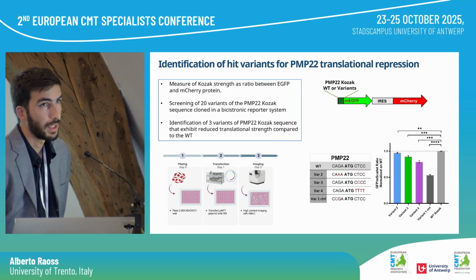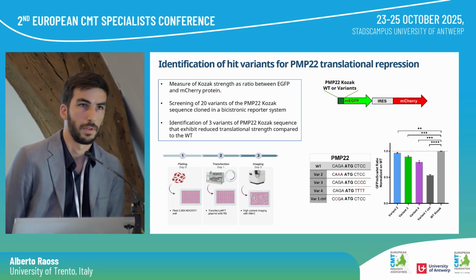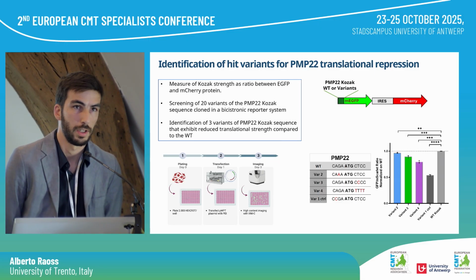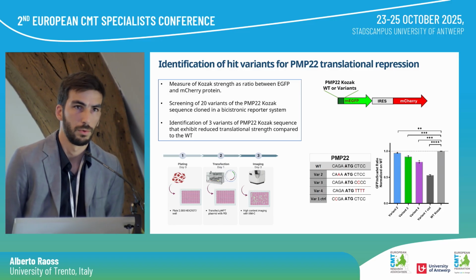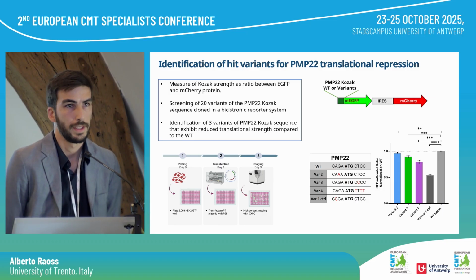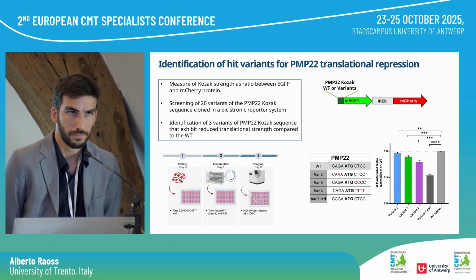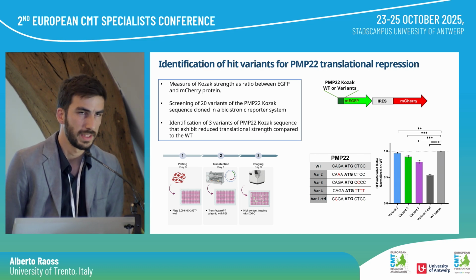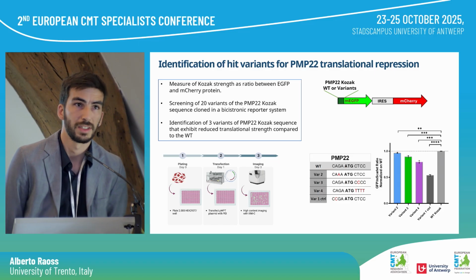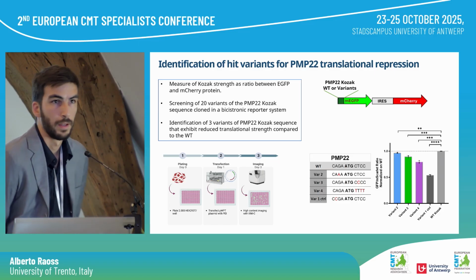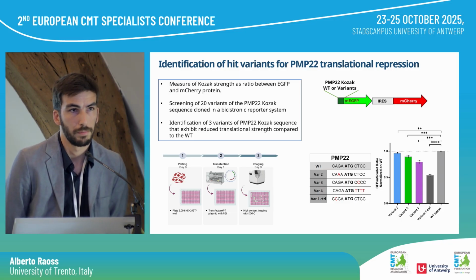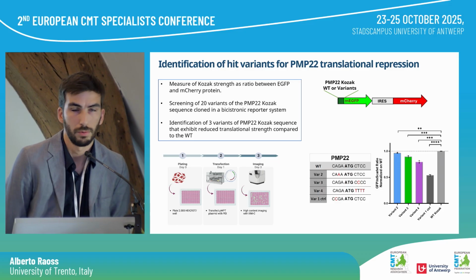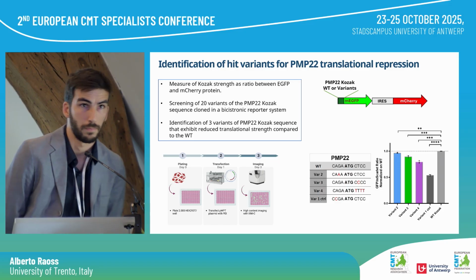We looked at many variants for PMP22, and we found 3 that decrease the translational efficiency by about 5, 10, and 20%, and those are variants 2, 3, and 4. As you can see, variants 2 and 4 can be installed by a canonical cytosine base editor, while variant 3 can be installed by an adenine base editor. Variants 3 and 4 are in the coding sequence of PMP22, while variant 2 is in the 5' UTR.